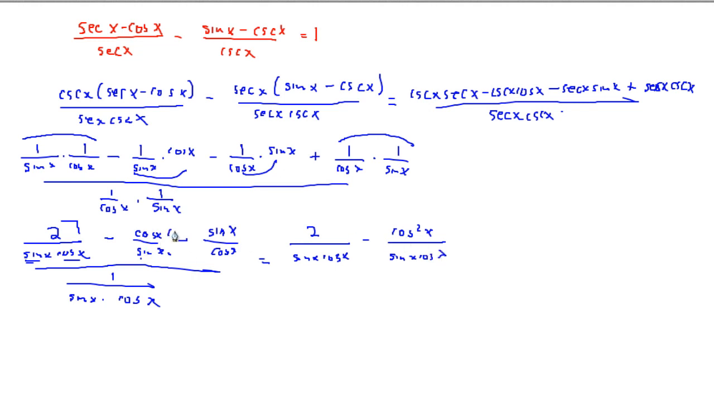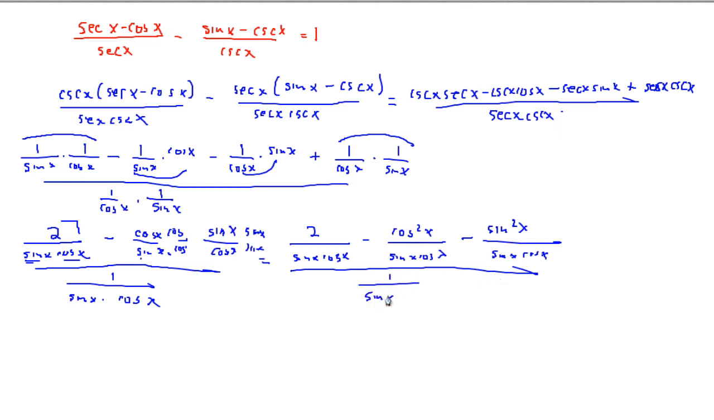And again, all I did was multiply that by cos of x over cos of x. And this one, I'm going to multiply by sine of x over sine of x to give us minus sine squared of x over sine of x cos of x. And remember, this is all over the common denominator of 1 over sine of x cos of x. I'll just tidy this up a little bit. So that's going to give us 2 minus cos squared of x minus sine squared of x over the common denominator of sine of x cos of x.